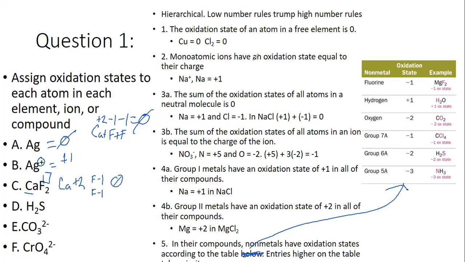All right, so if we go to D, D is going to use rule 3A and rule 5. So 3A, it's neutral, so everything has to equal 0, right? It's not an ion, there's no group 1 metals, there's no group 2 metals. So let me just say this, even though hydrogen is in the first column, it's not a metal, right? It's like the oddball of the periodic table. So it's not a metal. So it's not a group one metal. But it does have the same oxidation state as group one metals.